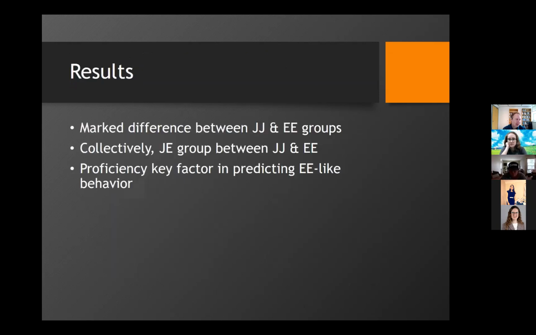And what we found was the expected marked difference between Japanese speakers with Japanese instructions and English speakers with English instructions. And as far as the JE group was concerned, the Japanese speakers with English instructions, they were between the two groups in terms of their performance, and proficiency did seem to be a key factor in predicting the extent of their English-like behavior, with the obvious trend of the more proficient they were, the more they used an English-based conceptualization rather than Japanese-based. So just to give you a very brief overview of some of the results.